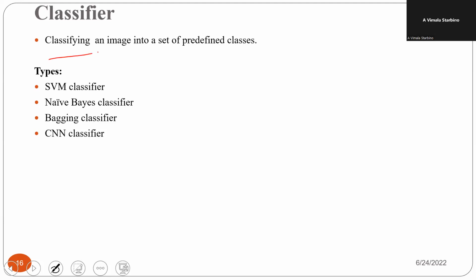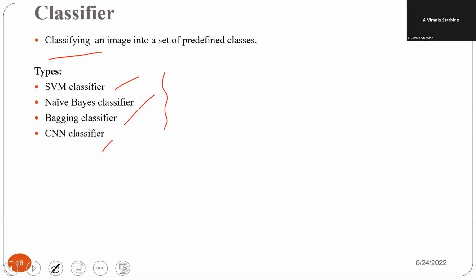In classification, it will always compare with the training images. With these classifiers, we will not need a large number of images. But when you go for the CNN classifier, we need thousands of images to get an accurate result.